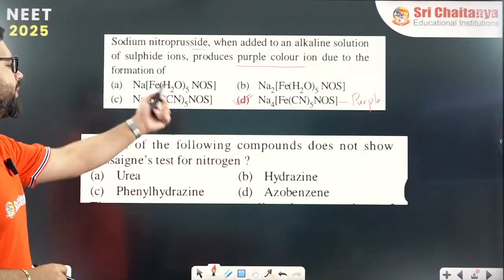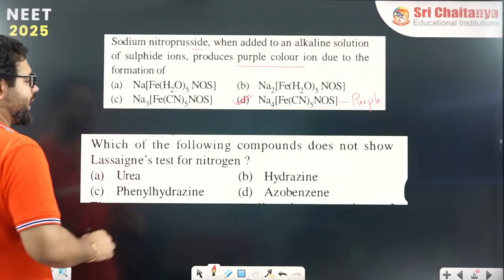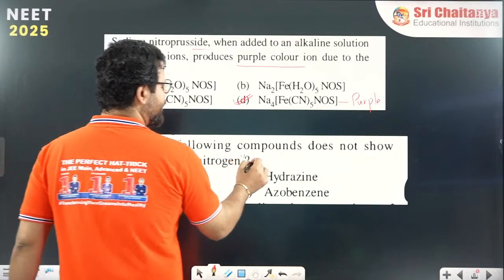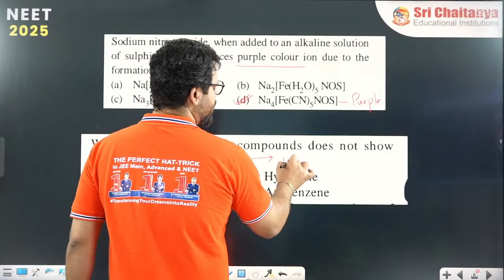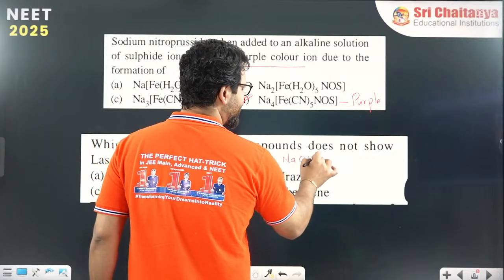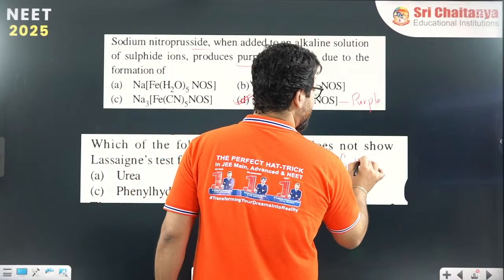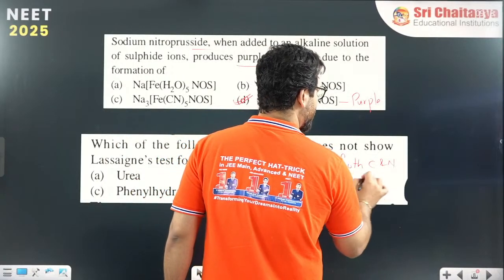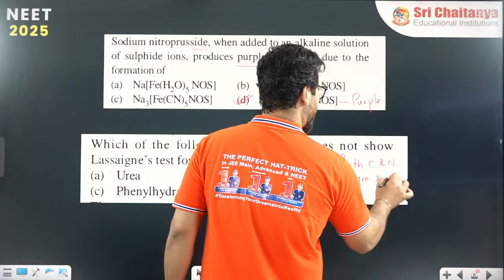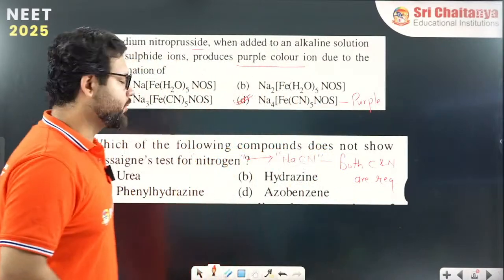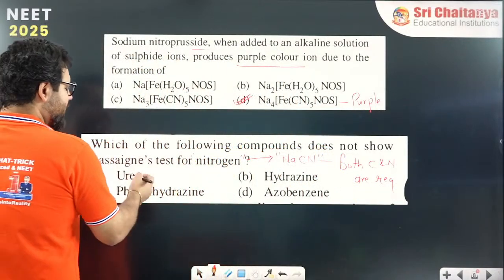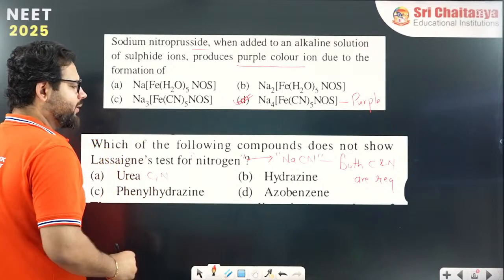Moving to the next one. Which of the following compounds does not show Lassaigne's test for nitrogen? Very important. If you want Lassaigne's test for nitrogen, you want to create sodium cyanide. For sodium cyanide, both carbon and nitrogen are required in the organic compound. So urea has carbon and nitrogen, there is no problem, it will give.